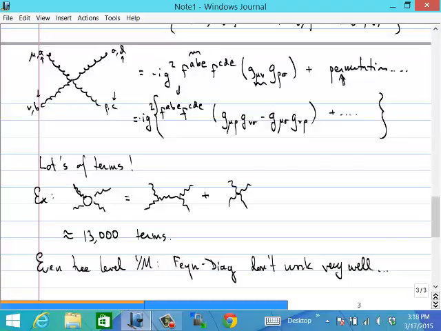Okay, question, yes? When, if ever, do we have to use or think about ghosts in Feynman diagrams? Yeah, that's coming next. Okay, good.